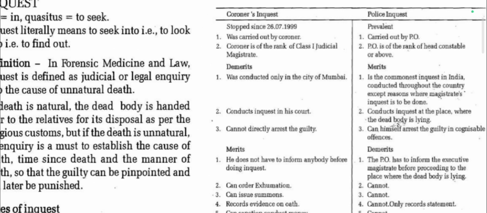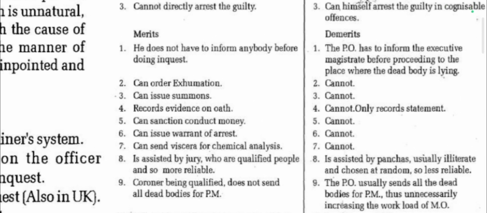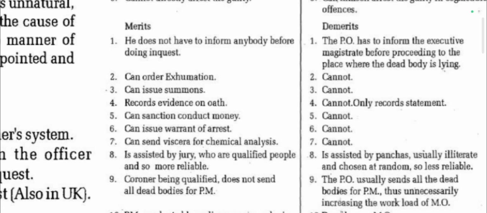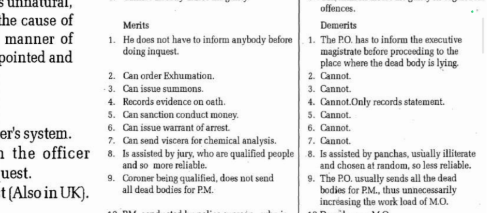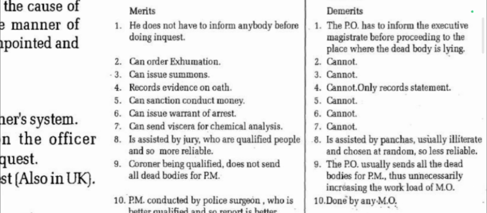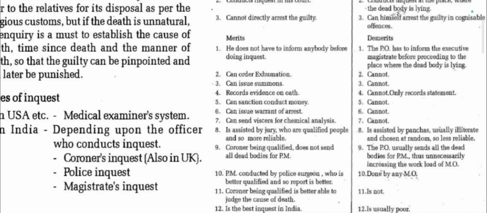What are the demerits? The police officer has to inform the executive magistrate before proceeding to the place where the dead body is lying. But coroner does not have to inform anyone. Police officer cannot order exhumation. He cannot issue summons. He cannot record the evidence on oath. He just records statements. He cannot sanction conduct money. He cannot issue warrant. He cannot send viscera for chemical analysis. He is assisted by panchas, usually illiterate and chosen at random, so less reliable.